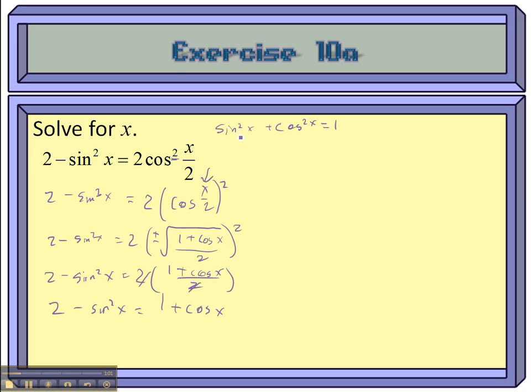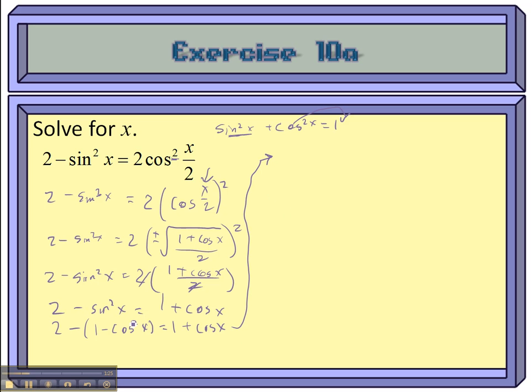If we solve this for sine squared x, we just have to subtract that over there. So 2 minus, in parentheses, 1 minus cosine squared x equals 1 plus cosine x. Now they're all cosines and everybody's happy. Okay, continued right up here.